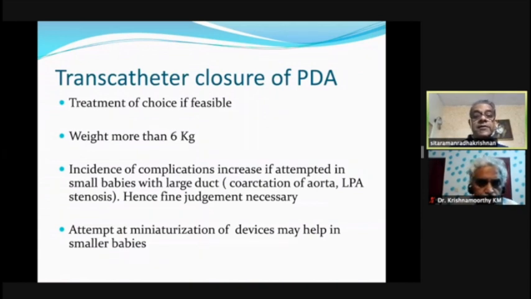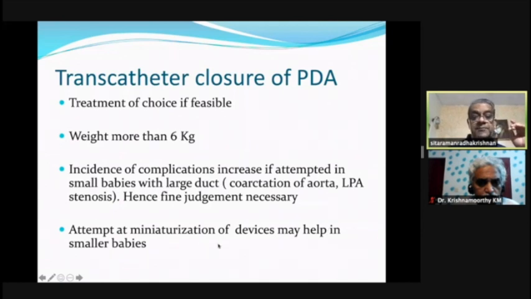So these are the indications. The weight should be more than 6 kilos, because remember that if you try to put in too large defects or devices, then you can have complications. I have seen these complications occur: coarctation of aorta, LPA being completely cut off. So very fine judgment is required. It's not that PDA closure is a simple procedure. One should not take it lightly. And all these patients later on need to be operated if these complications occur.